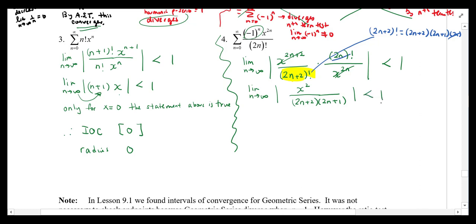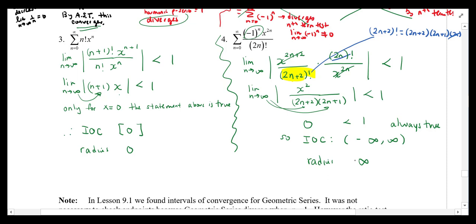And now I'm going to ask you what this equals when n approaches infinity. Well, when n approaches infinity, when I plug it in here, that becomes really big. So anything squared divided by something huge actually becomes 0. And is 0 less than 1? You bet. It's always true. So therefore, my interval of convergence is actually every x value. And therefore, my radius in this case is also infinity. So 3 and 4 are some weird examples, but hey, it can happen.